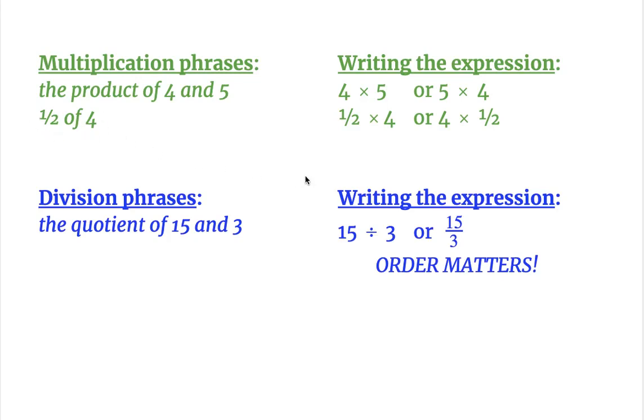For division, the most common phrase is just quotient. So if I say quotient of 15 and 3, it's 15 divided by 3. And I can write that in two different ways. I can use the division symbol or I can use the fraction bar. Both mean the same thing. Order matters because 15 divided by 3 is very different than 3 divided by 15. Okay, so again, make sure you have these phrases and how to write them as an expression written down in your notes before we head on to some examples.